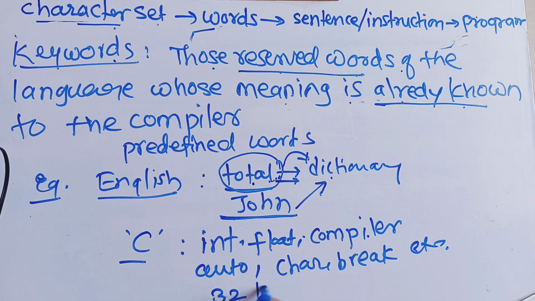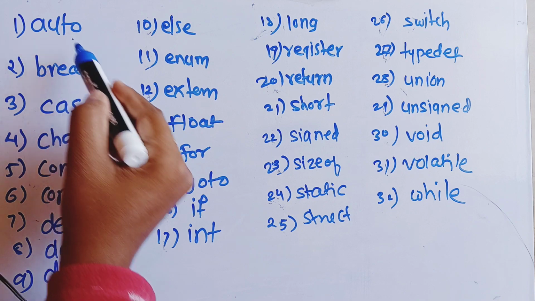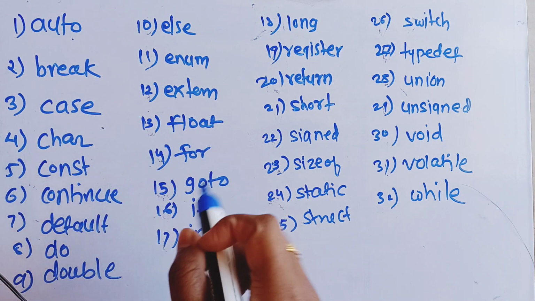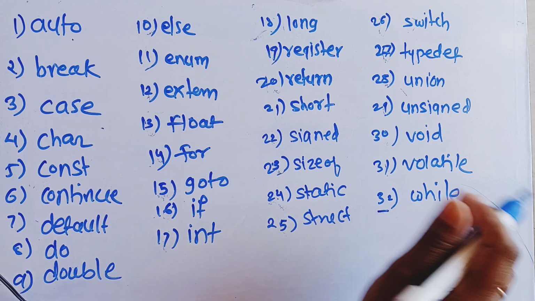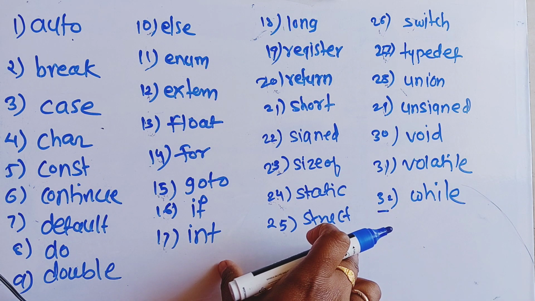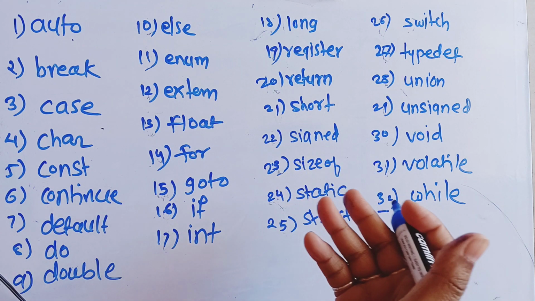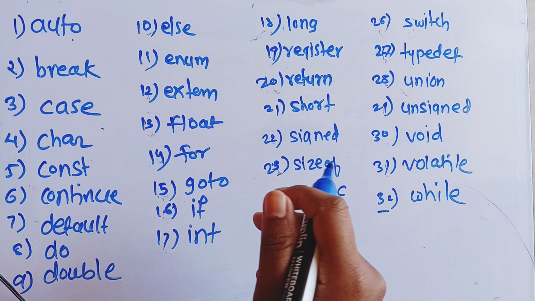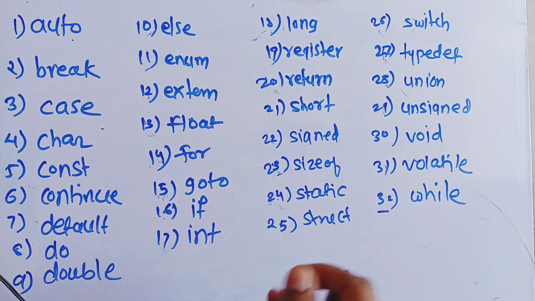There are a total of 32 keywords present in C programming. See here, these are the keywords: auto, break, case, char, const, continue. You can observe there are 32 keywords. It is not necessary to remember all 32 keywords here, because we are going to learn the meaning of these keywords in detail in our coming concepts. In our program, we use a few or more keywords. In detail we are going to learn the meaning, therefore anyway you will remember it, so it is not necessary to remember all 32 keywords here itself.